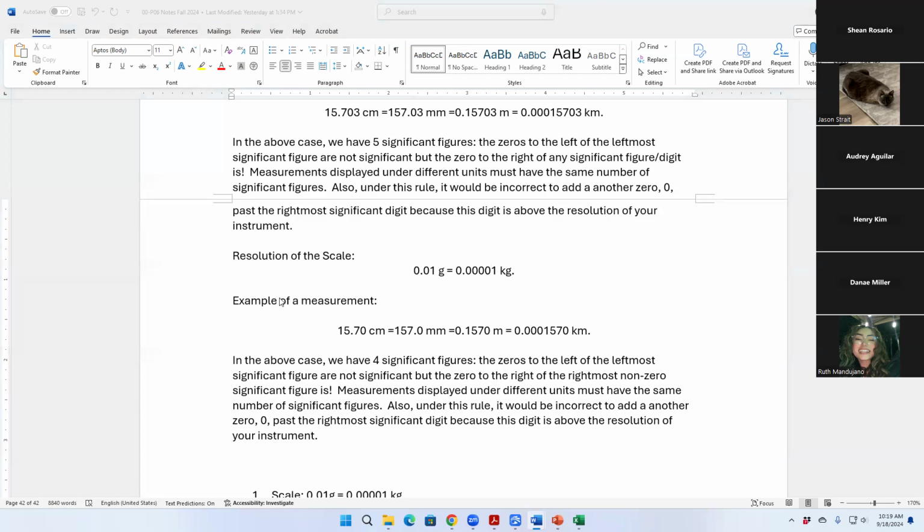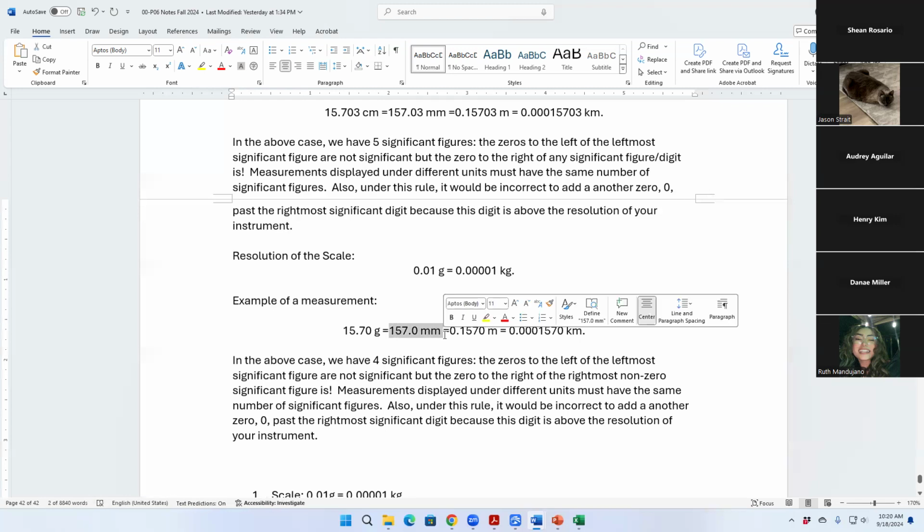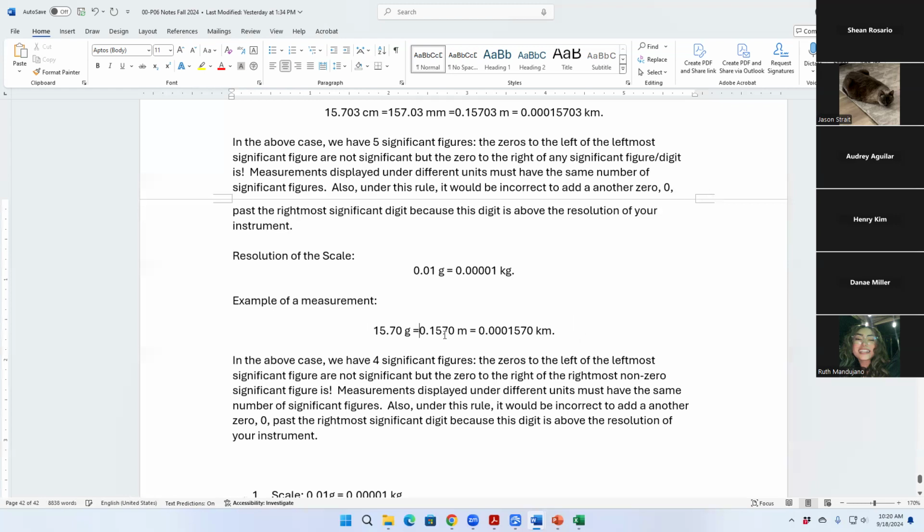Okay, example of a measurement. Let's say 15.70 grams, right? 15.70 grams should be like that. 1, 2, 3, right? We count for kilograms. And that's the preferable unit of measurement because it's the main unit in the SI system.